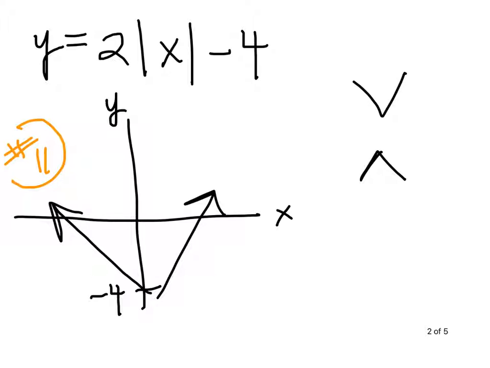Because there's no number inside, you don't have to go to the left or to the right. The 2 here on the outside. So anytime you have a number on the outside, it's just changing how wide it is. And if it's inside, it changes which way you move. Make sense? Cool. Okay.